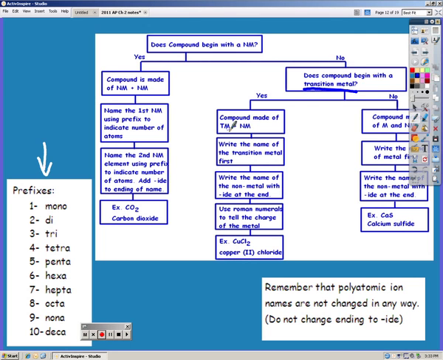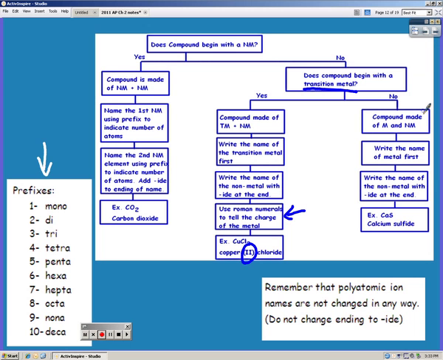Does it start with a transition metal? If so, name the transition metal, write the name of the nonmetal with "ide," and you have to use Roman numerals to tell the charge of the metal. Remember, if it's not group 1A, 2A, silver, zinc, cadmium, or aluminum, you have to use Roman numerals. And if it doesn't start with a transition metal, then that means you know the charge, so you just name the metal and nonmetal with "ide." So CaS would just be calcium sulfide.